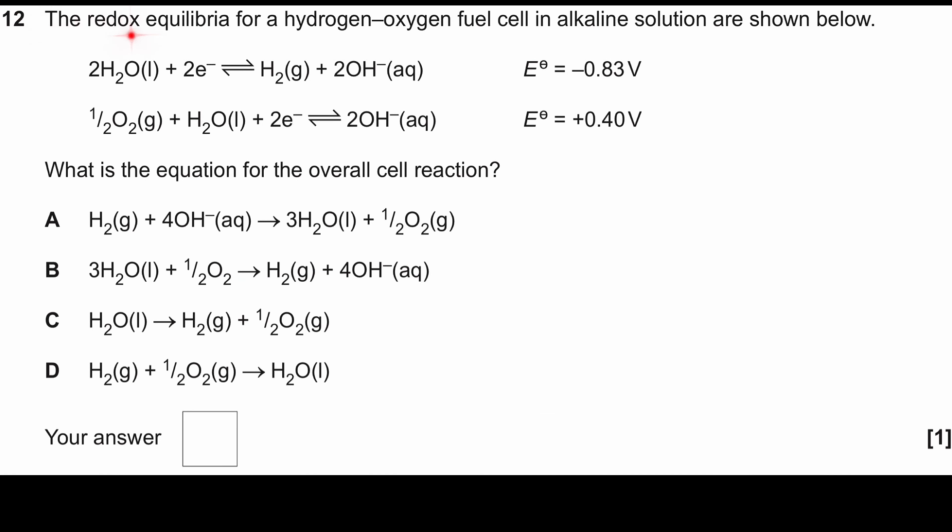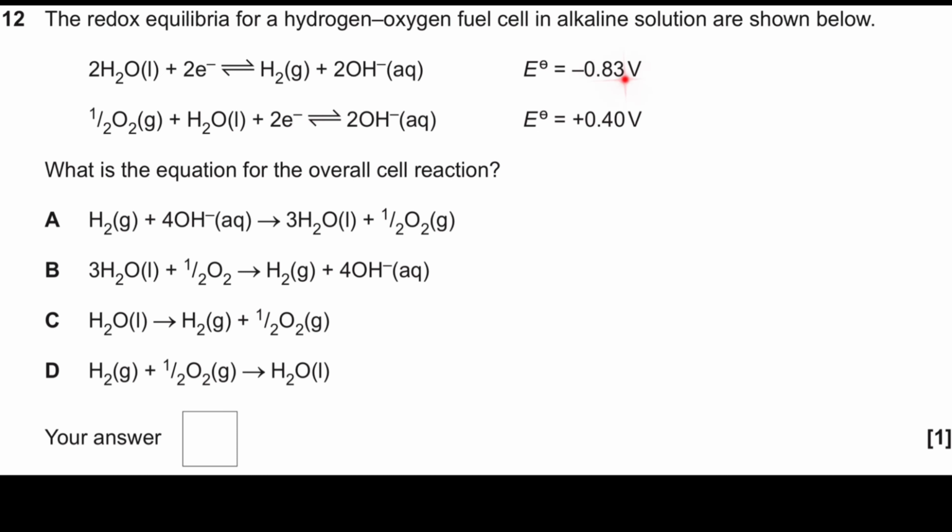Question 12. The redox equilibria for a hydrogen-oxygen fuel cell in alkaline solution are shown below. The water plus 2 electrons to give you hydrogen gas plus OH minus aqueous. Electrode potential is minus 0.83 volts. I have oxygen gas plus water plus 2 electrons to give 2 OH minus aqueous, and the potential is 0.4 volts. What is the equation for the overall cell reaction?